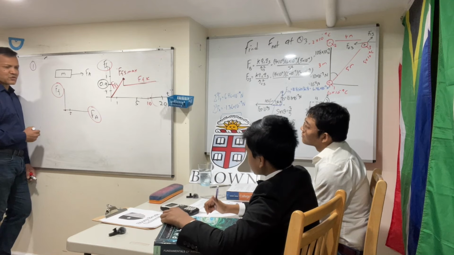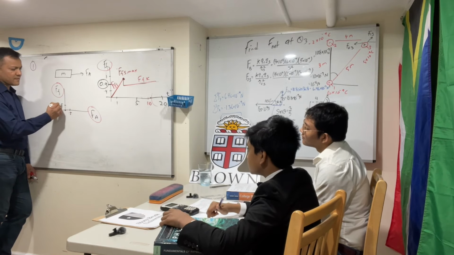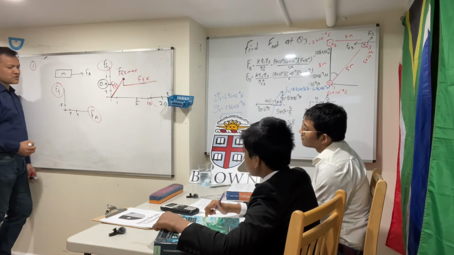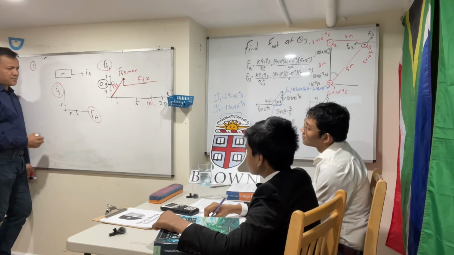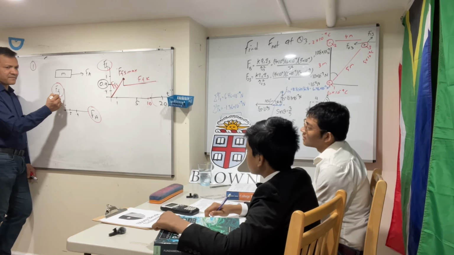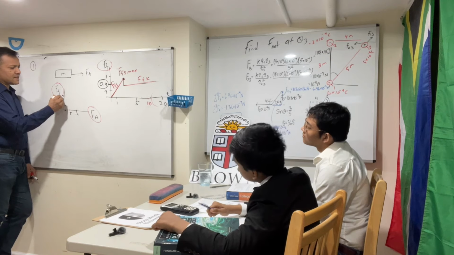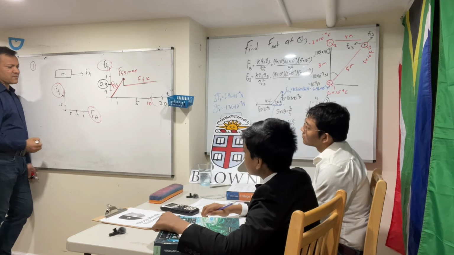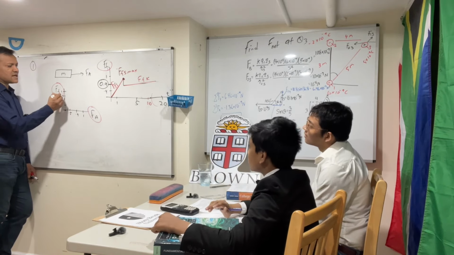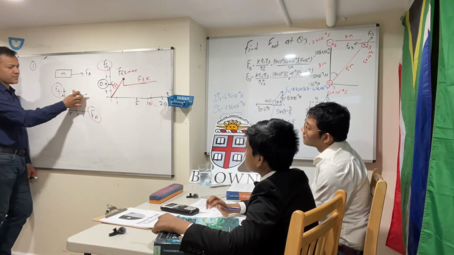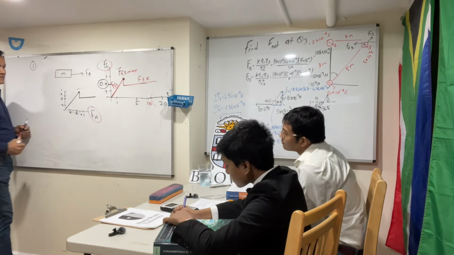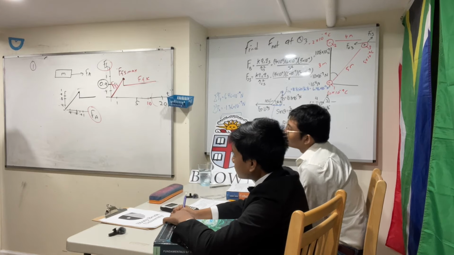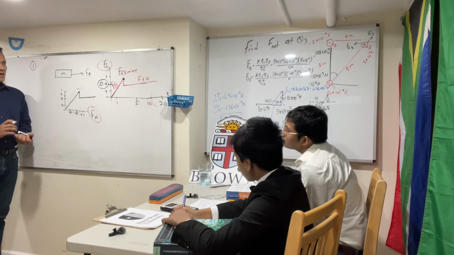If I apply 0.5 Newton, what would be the force of friction? 0.5. If I apply 0.9 Newton, what is the force of friction? 0.9. Would the box be moving? No, not yet. If I apply 1 Newton, what happens? The force of friction is 1. It suddenly moves. Okay, good. So what is the answer to question number 1?